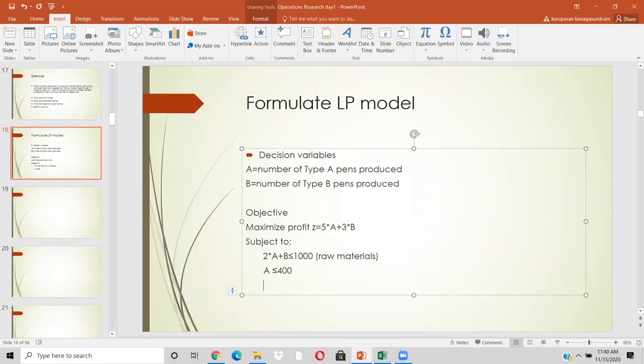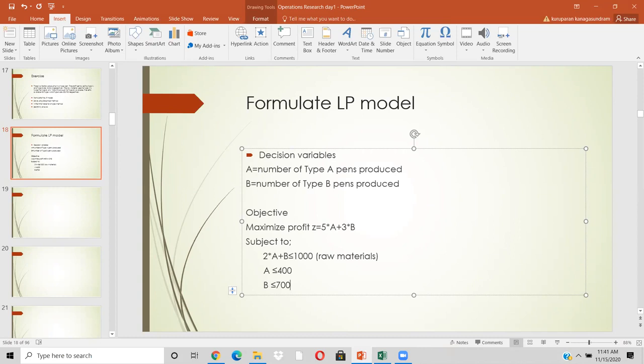Similarly for B, what will it be, greater than or equal or less than or equal? How many refills do we have for B? Less than or equal to 700. Why? For type B pens, we have only 700 refills, which means you can produce a maximum of 700.